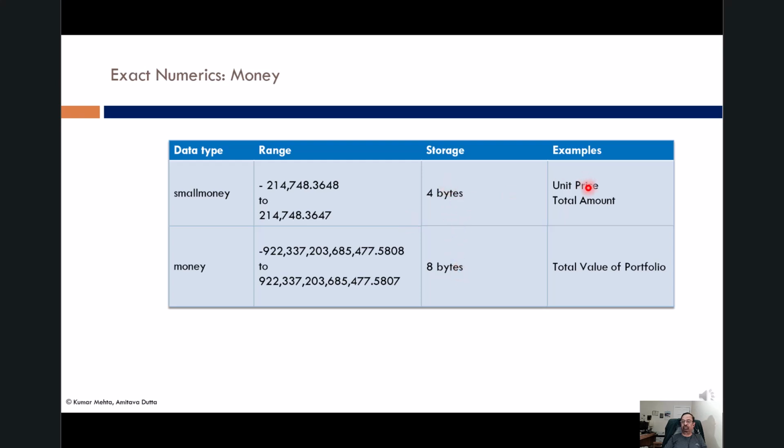You can see examples of attributes within an entity that might be suitable for these two different data types. If you have a price for a product, specifying it as small money may be appropriate because the values will fall within this range. But if you have a financial portfolio, you probably would need a larger range of values. To represent an attribute like the total value of a portfolio, it might be more appropriate to specify the data type as money rather than small money.